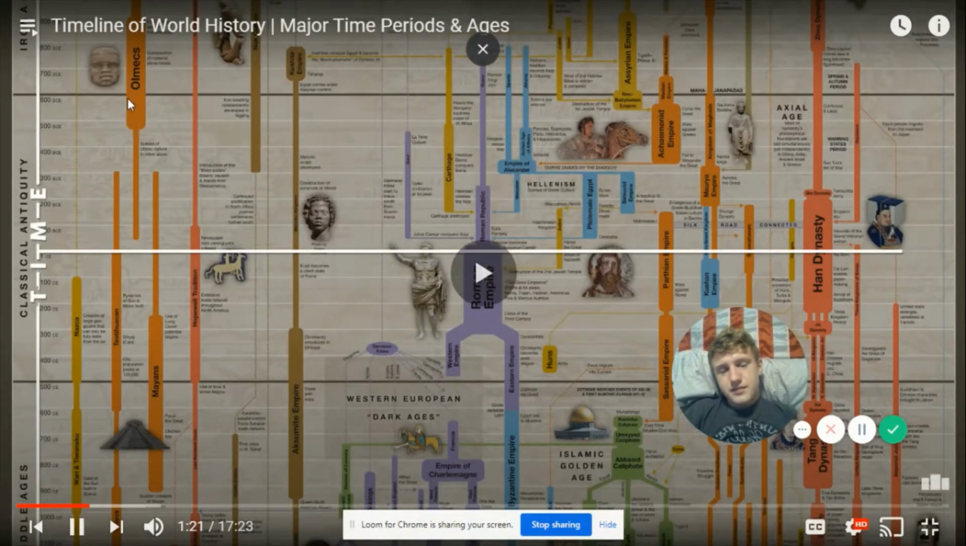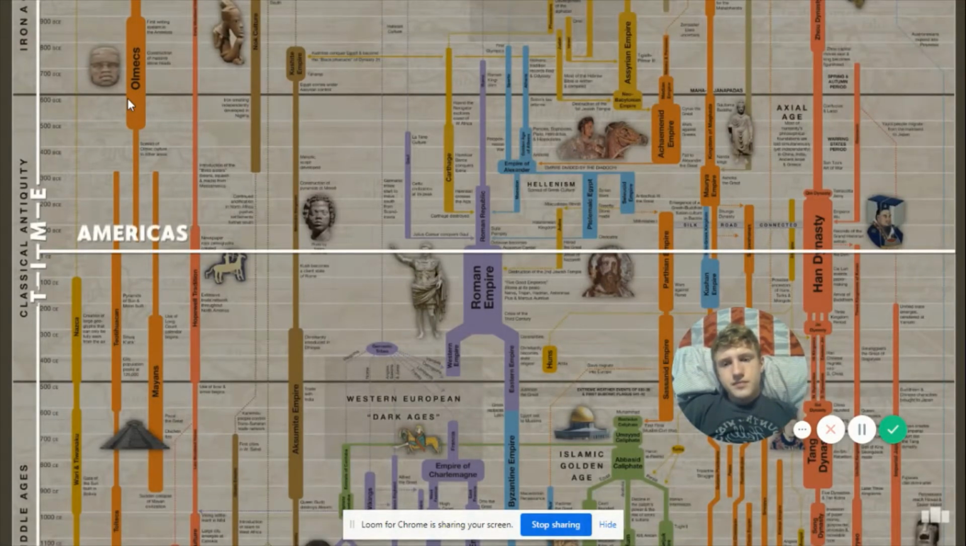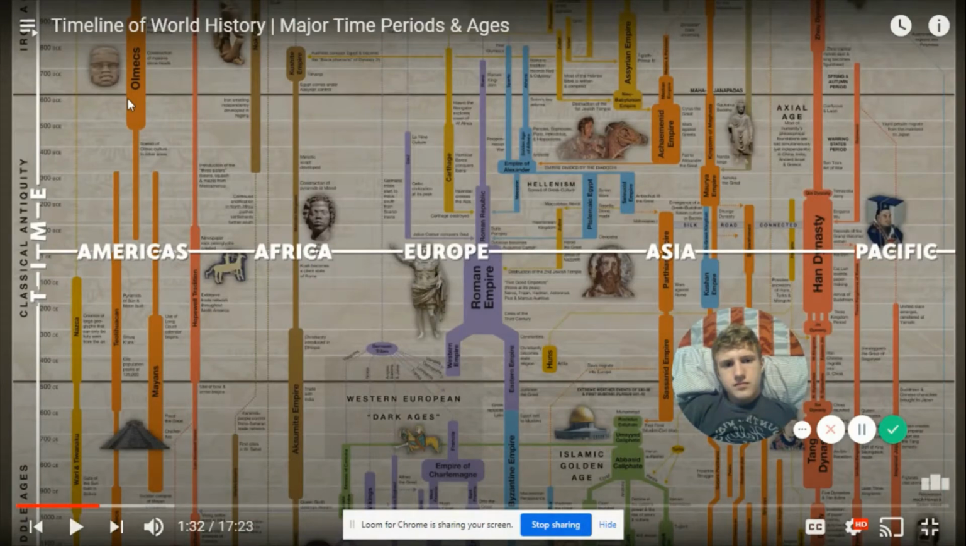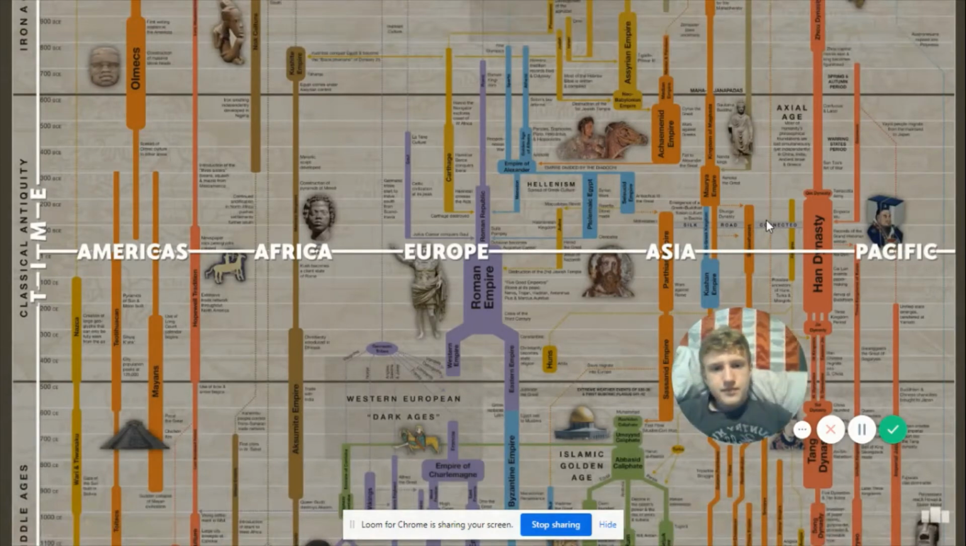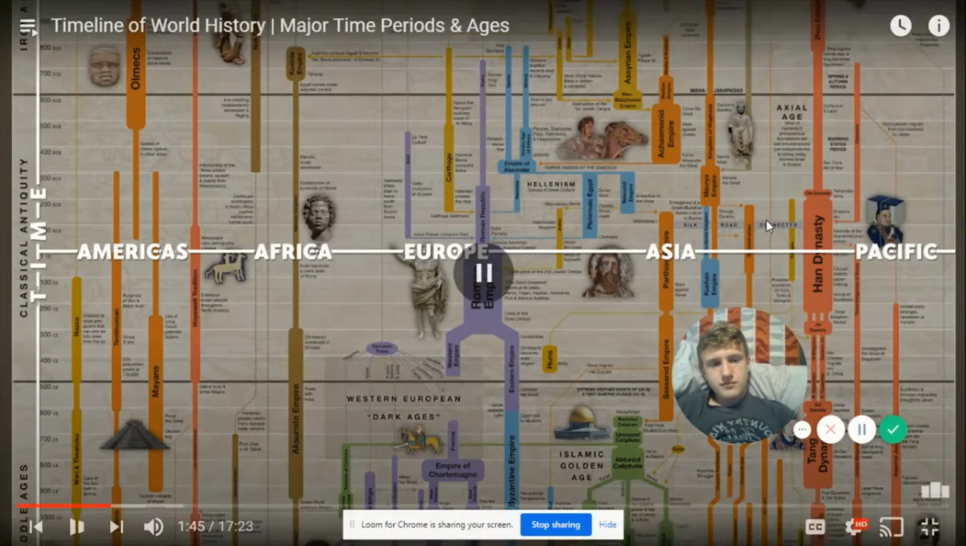Of the chart represent different parts of the world. So on the far left, we have the Americas, followed by Africa, Europe, Asia, and finally the Pacific Islands. What about Australia? Does that also mean the Pacific Islands? Each line on the chart represents a specific culture, civilization, or empire, and the width of the line represents the relative importance of that culture when compared to other cultures from the same time period or region. Dang, look at Asia. They seem to be very important in classical antiquity.